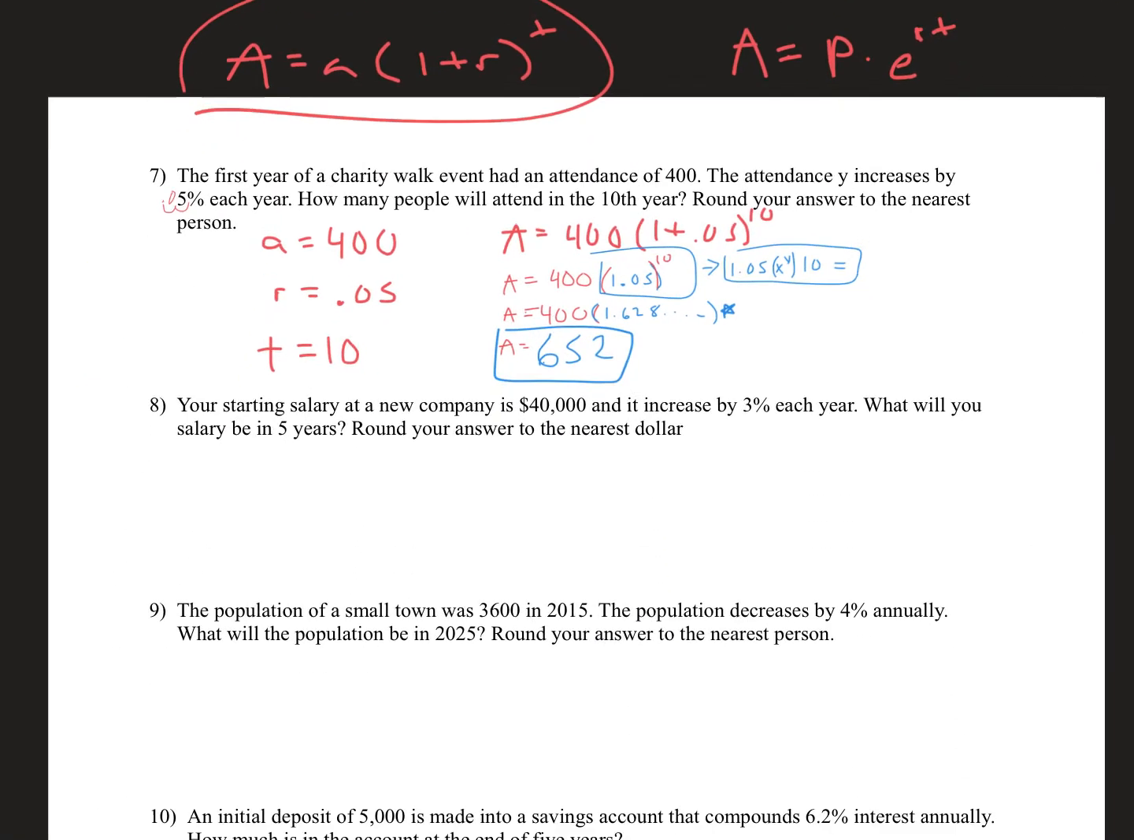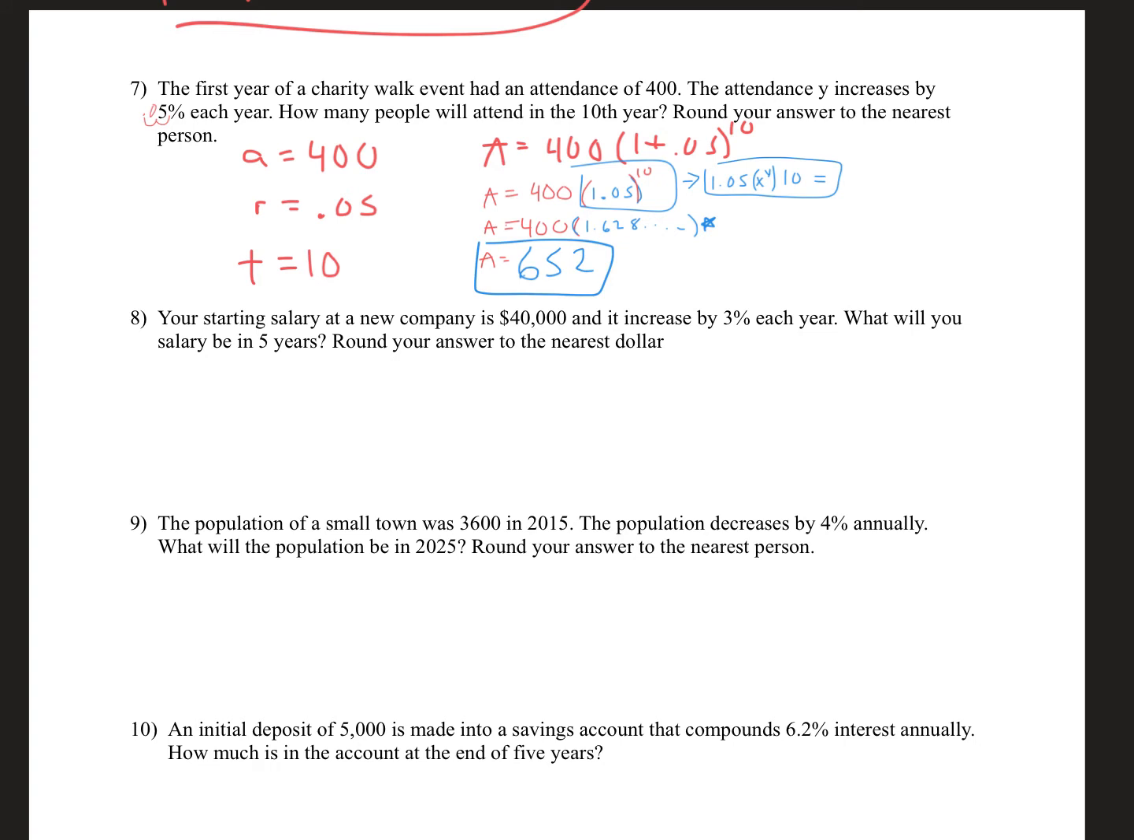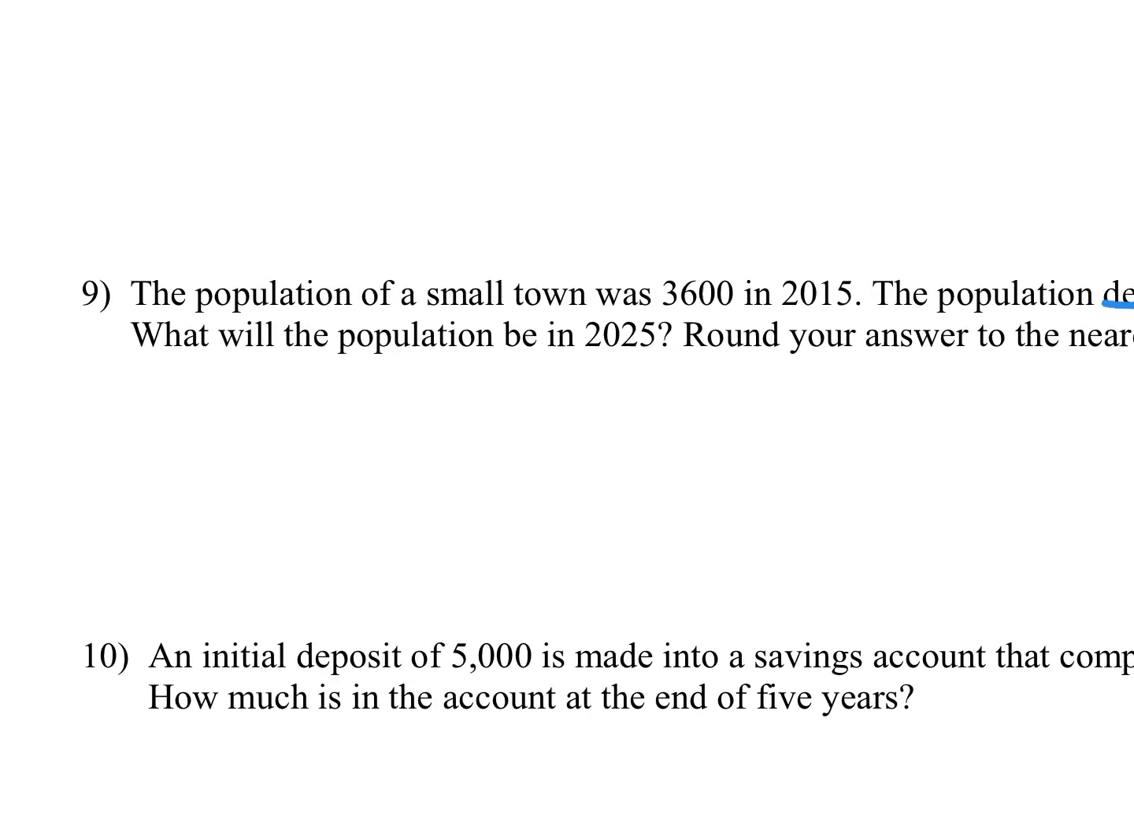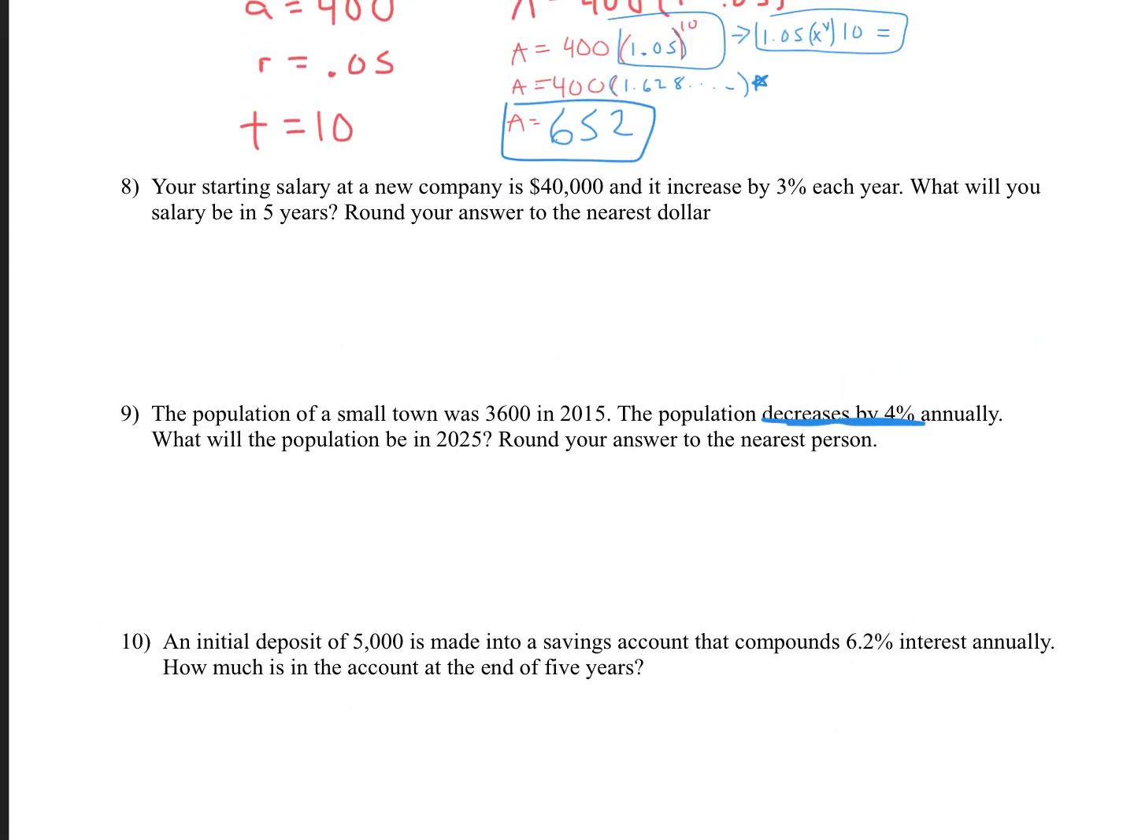All right, let's take a look at number 9. The population of a small town was 3,600 in 2015. The population decreases by 4% annually. What will the population be in 2025? Round your answer to the nearest person. It doesn't say compounded continuously, so we use our first formula.